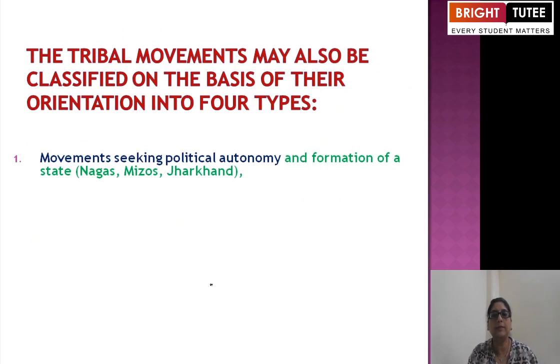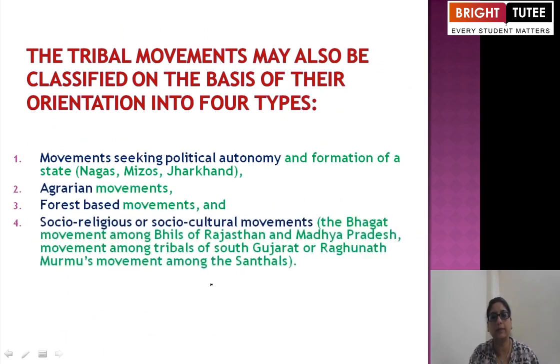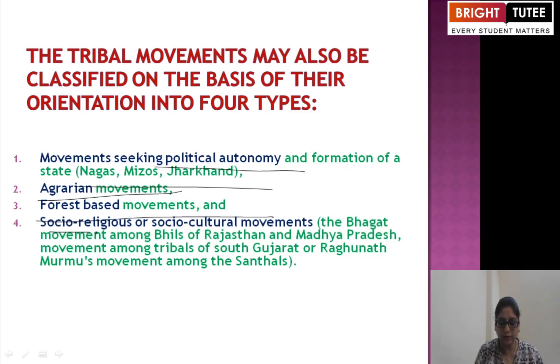The tribal movements may also be classified on the basis of their orientation into four types. Movements seeking political autonomy, like Nagas, Mizos, and Jharkhand; agrarian movements; forest-based movements; and socio-religious or social-cultural movements, like the Bhagat movement among Bhils of Rajasthan and Madhya Pradesh, the movement among tribals of South Gujarat, or Raghunath Murmu's movement among the Santals. These movements were done by the tribal people just because of the British rule.